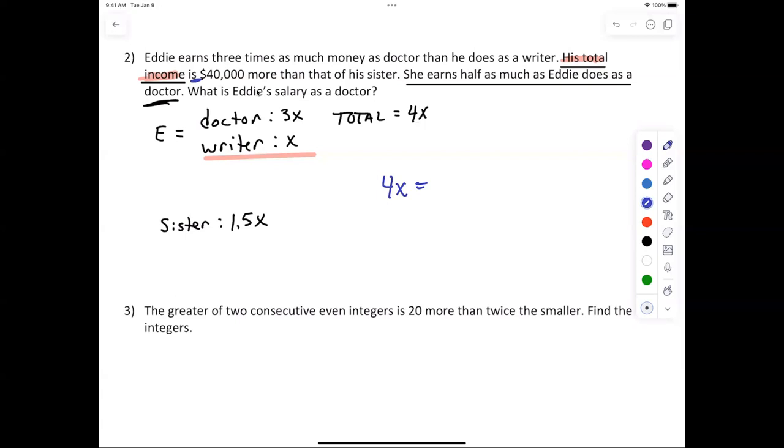Palmer. No, come on. Stop raising your hand. Think about it. He earns 40,000 more than his sister. What is it? You are amazing. 1.5x plus 40,000. All right, that was kind of hard.